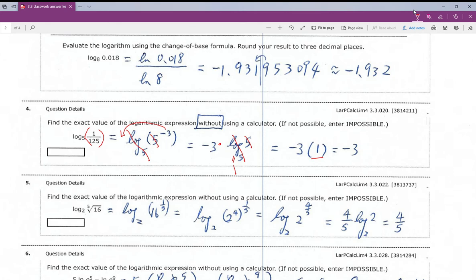Number 5, there's a fifth root. Fifth root, you use 1/5. And then you may convert 16 to become 2 to the 4th. So you may have the same base. When you have the same base, you simply cancel out, then that's the answer. You may skip this step.